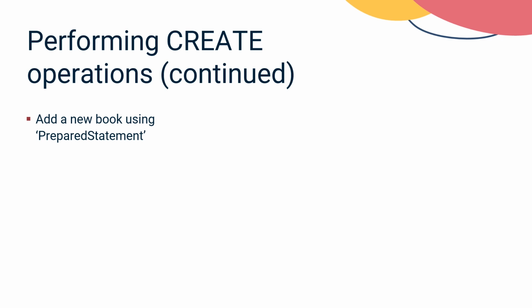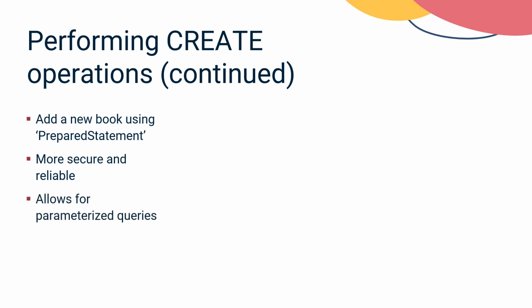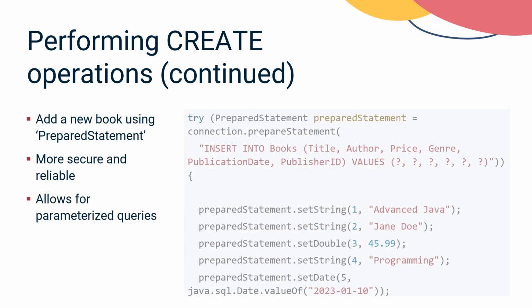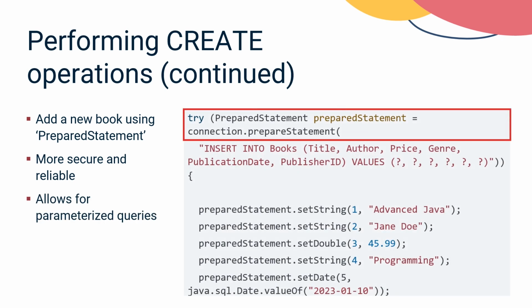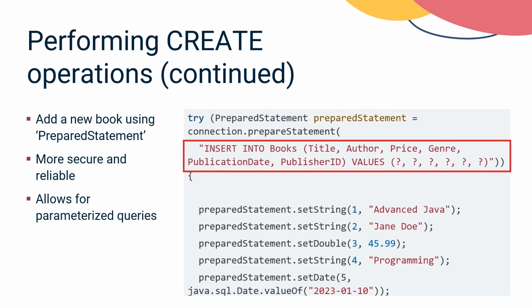This is a more advanced example of adding the same new book to the inventory with the same information, but it uses a prepared statement object. It's more secure and reusable than the previous simple example, and it also allows for parameterized queries. In this code, the try block creates a prepared statement object using the connection.prepareStatement method.